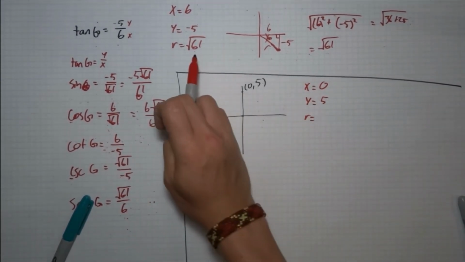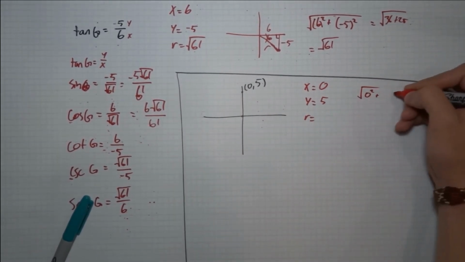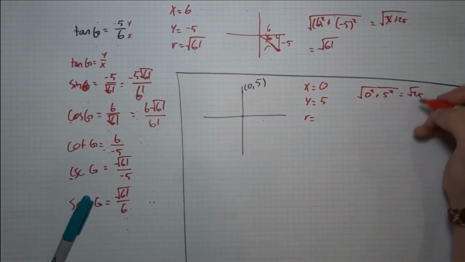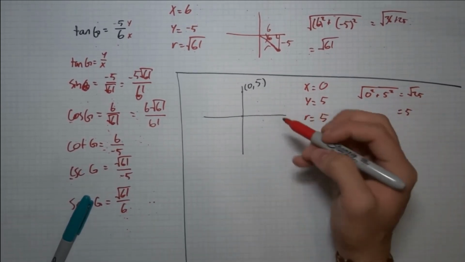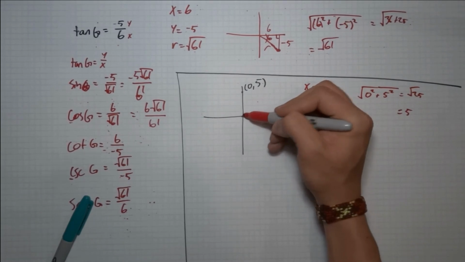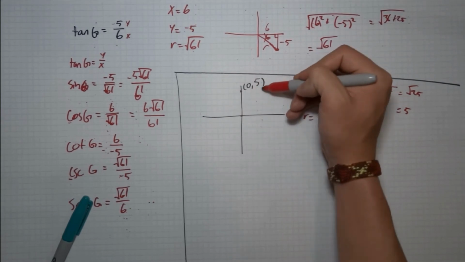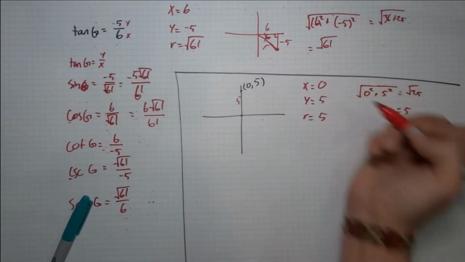You can still use the Pythagorean theorem. You'd still get the square root of 0 squared plus 5 squared. So you get the square root of 25, which is just 5. So we find that our radius is 5. An easier way of going about that is knowing that the radius is always the distance from the origin to our point. And we can see just by knowing this point is 0, 5, that the distance from here to here is just going to be 5.